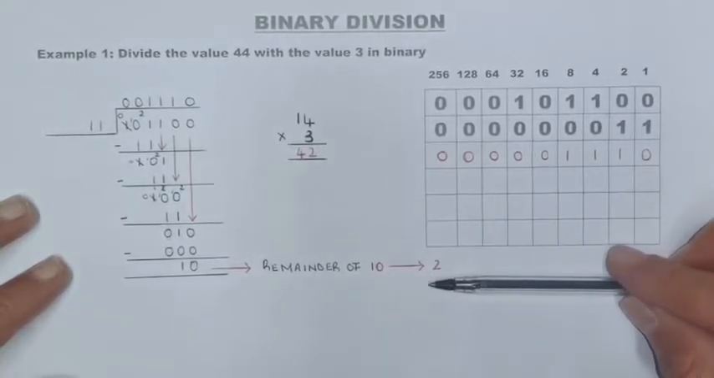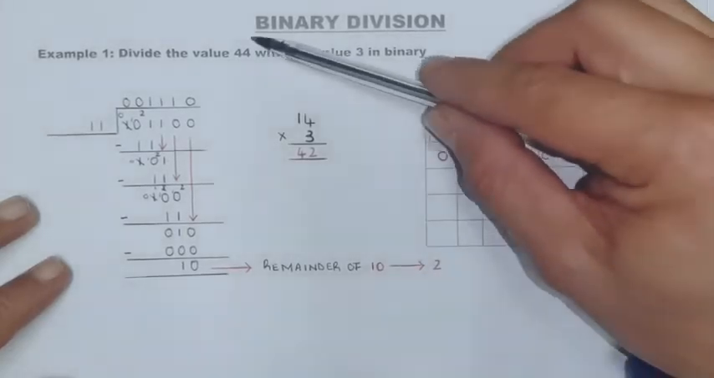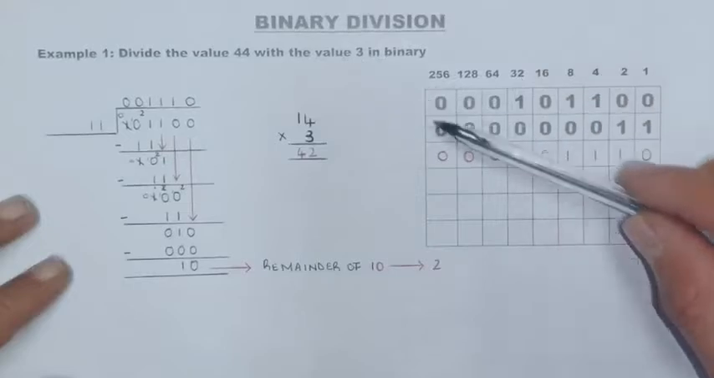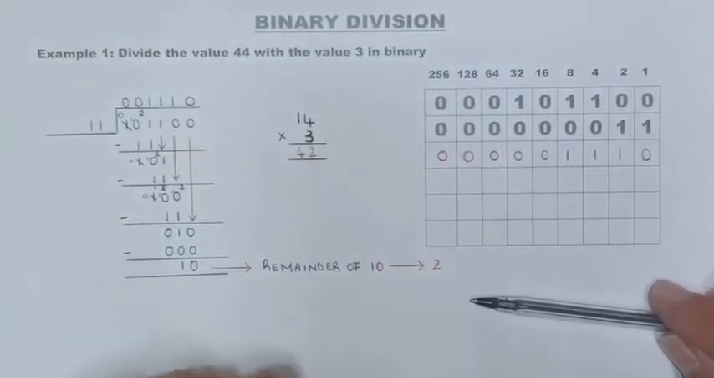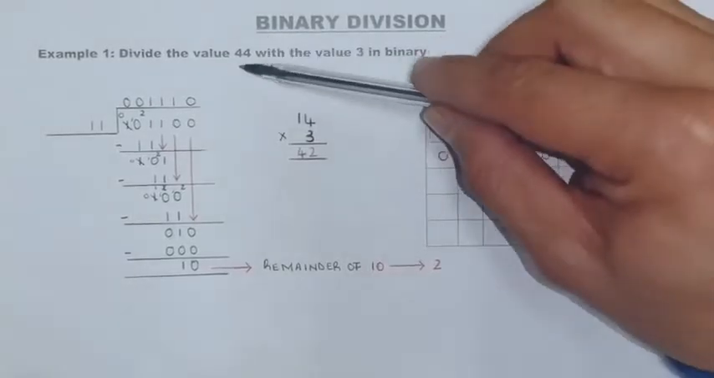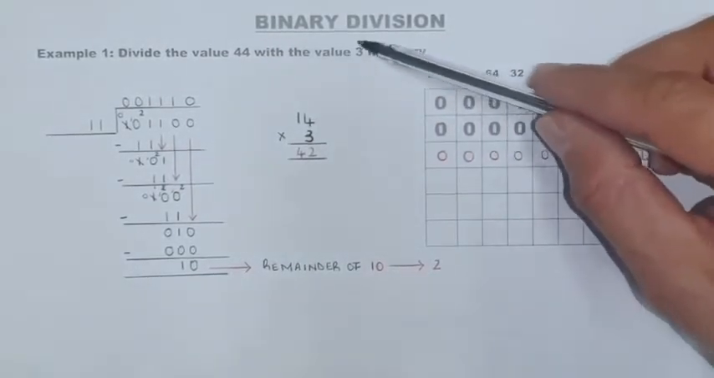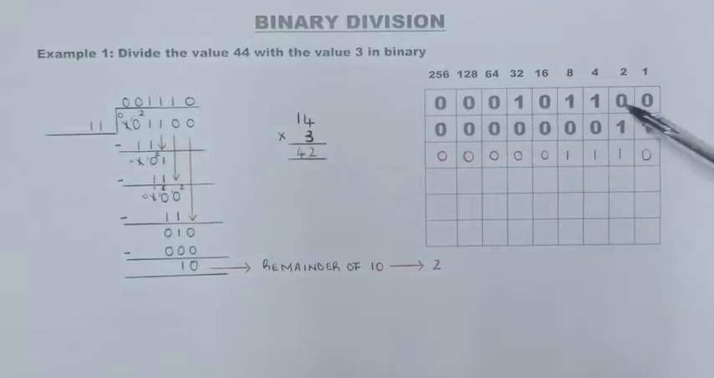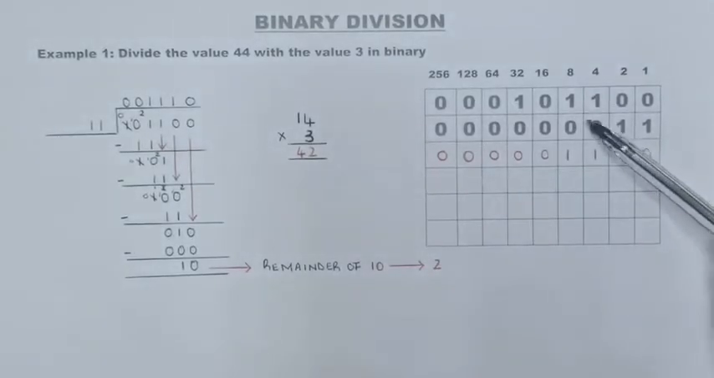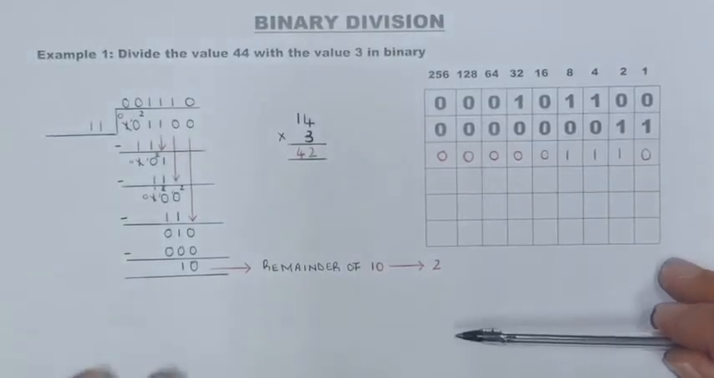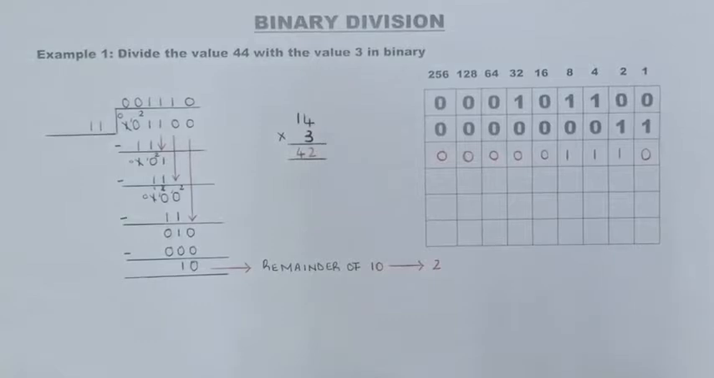In this calculation we will be doing binary division with the values 44 and 3. What we need to do first is take 44 and 3, put them into this code system, and get the binary equivalent for both of those values. Once you have that, the next thing is to do the division calculation as I've done here.